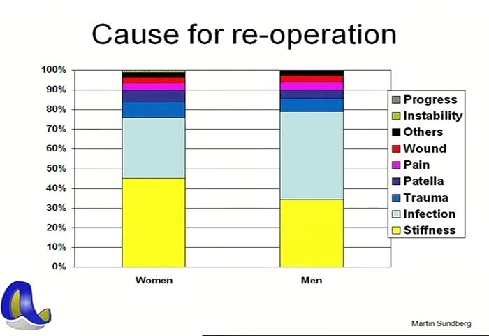If you look at the reoperations, men and women have the same dominating causes for reoperations. Stiffness, infection, trauma, and patellar problems account for 90% of causes. Infection is relatively more common for men, whereas stiffness dominates in women as a cause for reoperation.